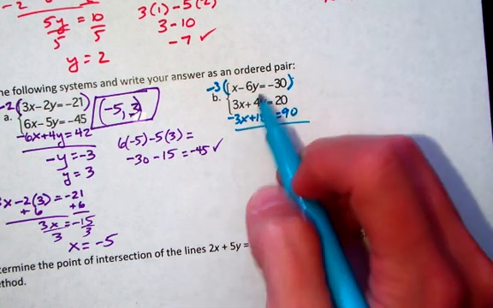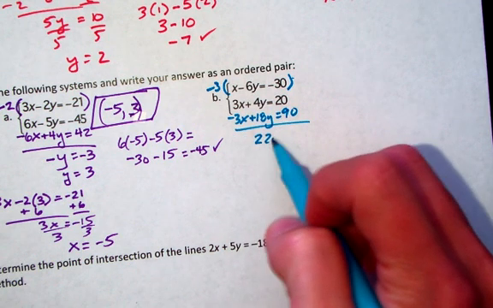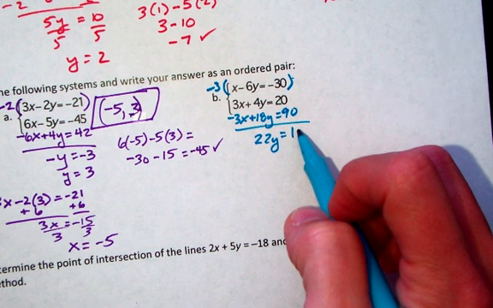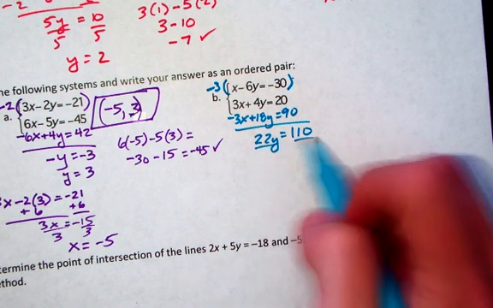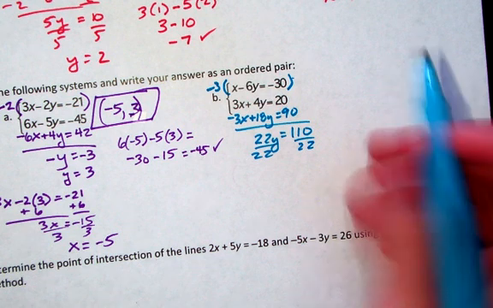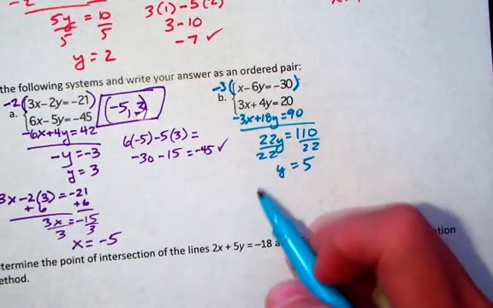And now I can add them together. That cancels out. 4 plus 18 is 22y. 90 plus 20 is 110. So then I divide both sides by 22, and I believe that should be 5. So y equals 5. I'm going to use the first equation to solve for x.